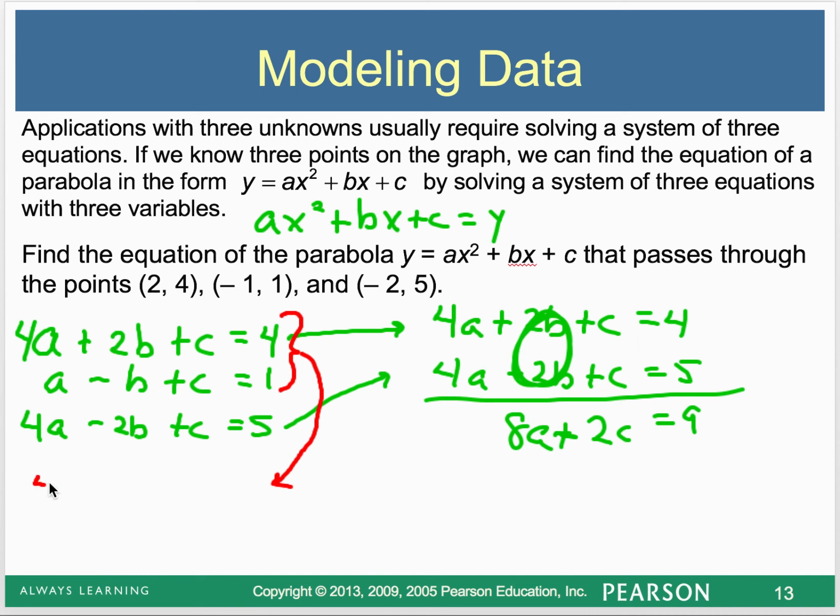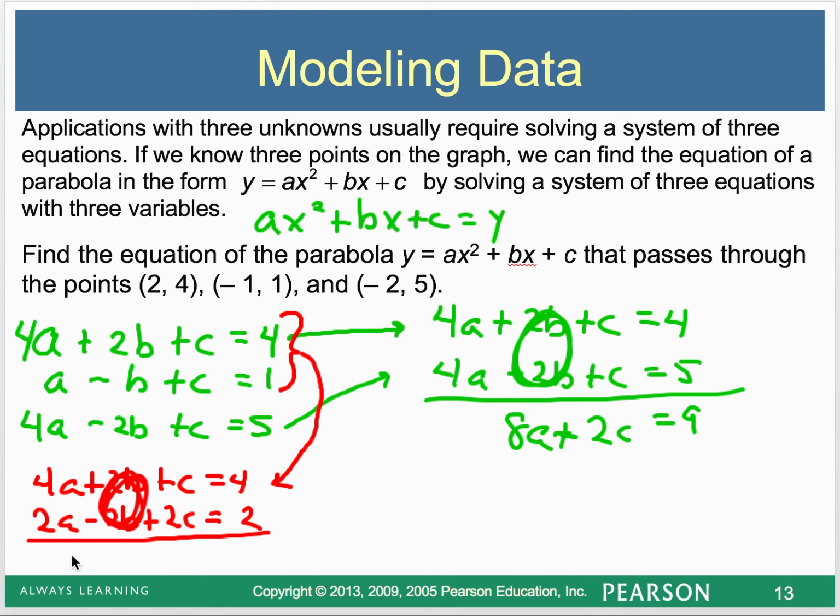So this one's going to stay the same, 4a plus 2b plus c equals 4. This one I'm going to multiply by 2: 2a minus 2b plus 2c equals 2. Adding them together, the b's get eliminated again, and I have 6a plus 3c equals 6. You want to divide this by 3 so that we have 2a plus c equals 2.